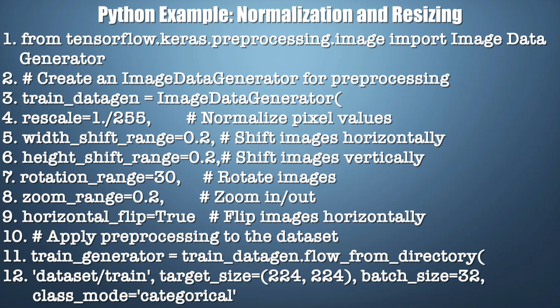Then rotate the images with some degree, either it is defined as 30, we can rotate it up to 40 or 50. Then zoom in or zoom out. After zoom in, zoom out, we have to flip the images horizontally. So, apply pre-processing to the data set. For that we have to take that generator, the train generator, and we have to define the target size, which is already predefined, and we have to set the class mode, that is categorical class mode.